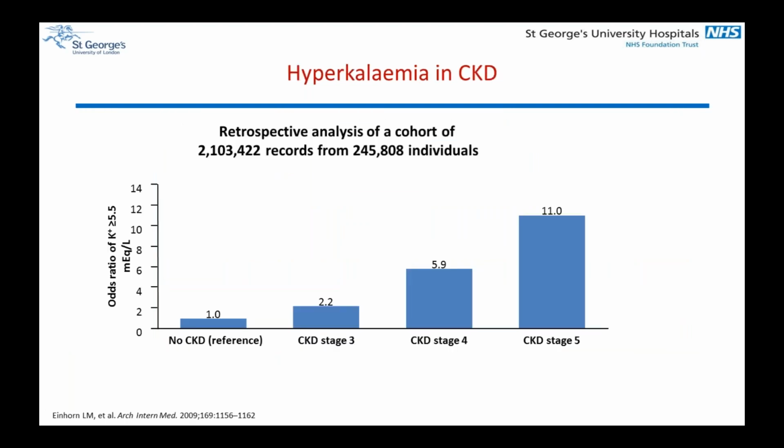Now, one of the issues that we have in our patients is high potassium. And this is not uncommon. This is a large database from the VA looking at 245,000 individuals. You can see as the CKD progresses, the incidence of hyperkalemia, which is defined as a potassium of more than 5.5, increases quite dramatically.